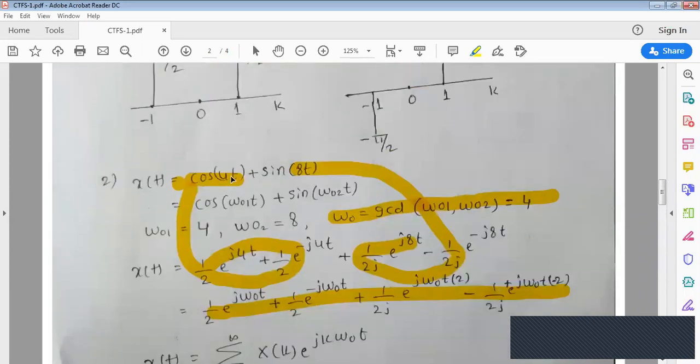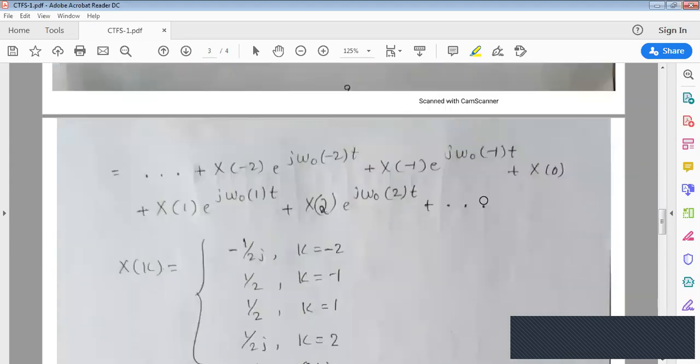Now, look at the previous problem also. It is a sum of sine and cos. This is also a periodic signal. So both sine and cos average values are 0. Therefore, this signal also has an average value 0, just like the first problem.